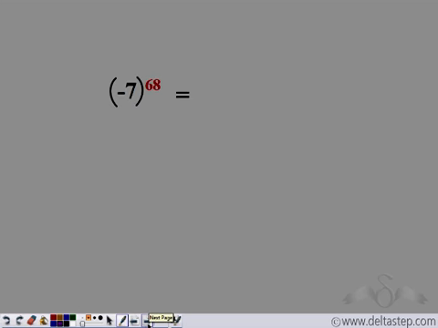So now can you simplify this? This is negative 7 whole raised to the power 68. We see that there is a negative base, the power is even, so we'll have a plus sign and then 7 raised to the power 68. So this is simply 7 to the power 68.